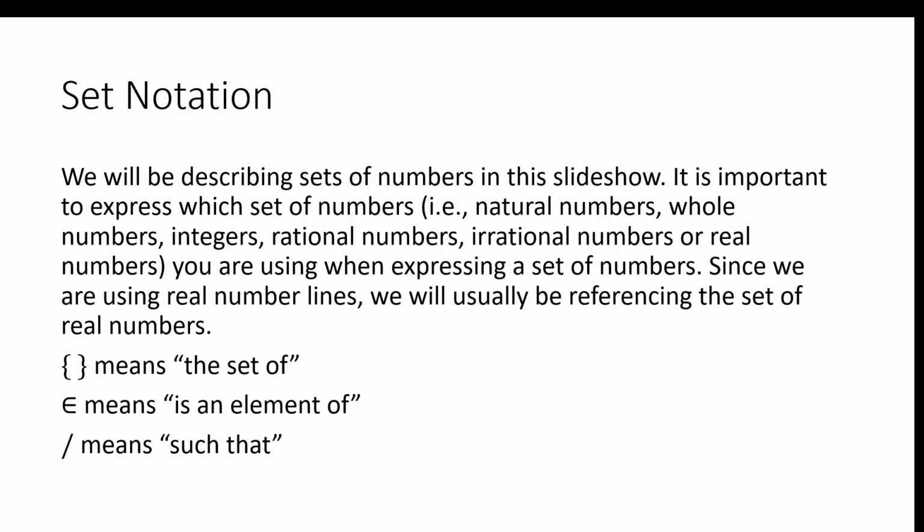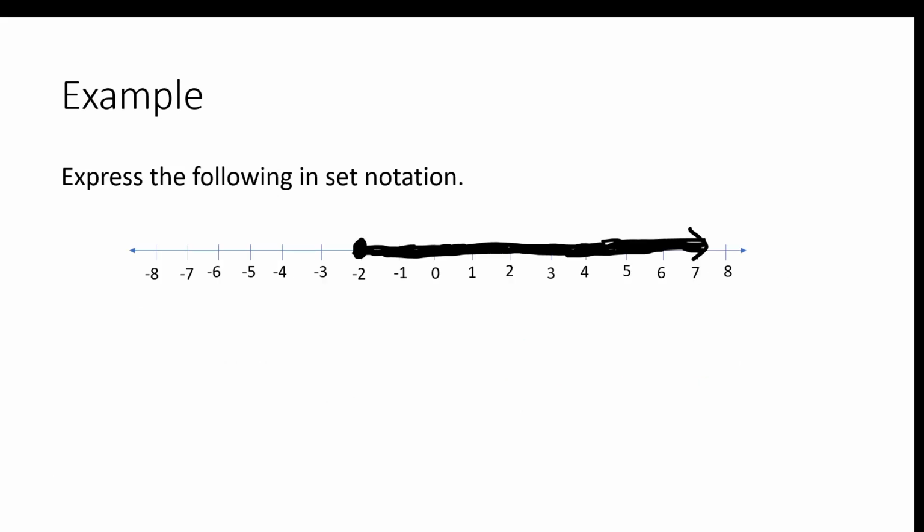Now, we want to learn how to discuss things in set notation, so we're going to be describing sets of numbers in this slideshow, and we're going to have to learn the appropriate symbols. If you see a brace bracket and then some writing followed by another brace bracket, what this means is the set of. If you see the symbol ∈, which looks like a rounded E, that means is an element of. And if you see this slash like that, it means such that in this context. So let's describe the following in set notation.